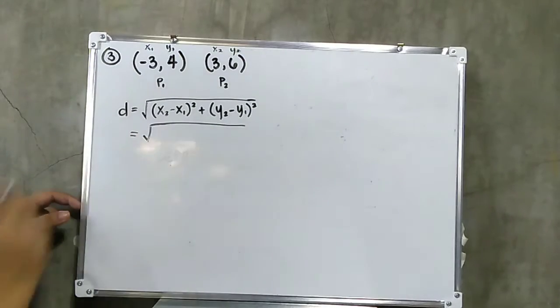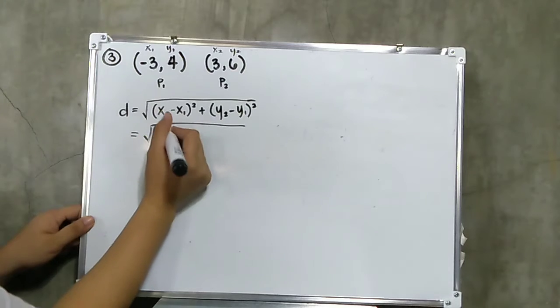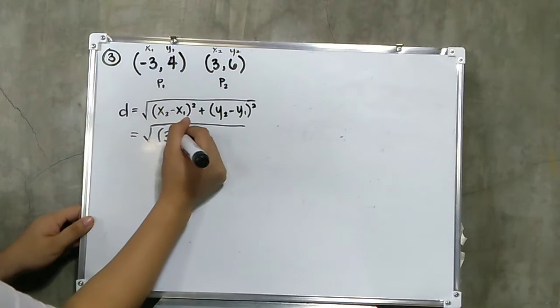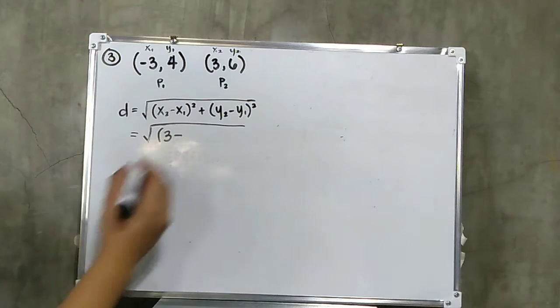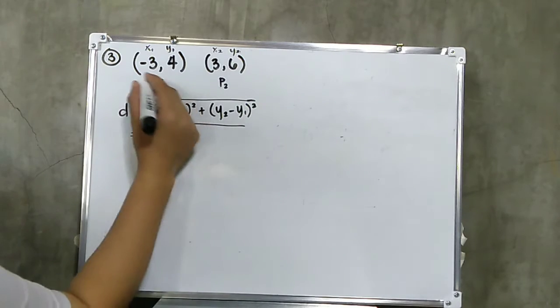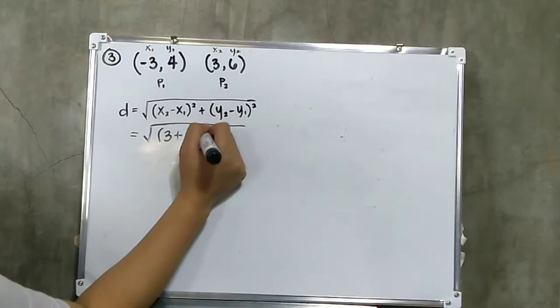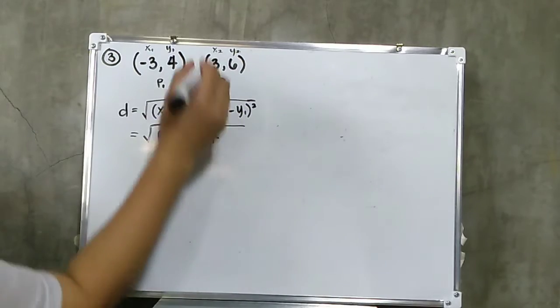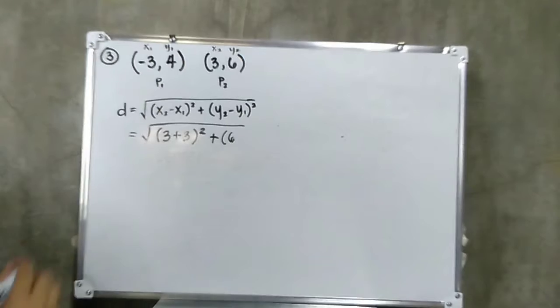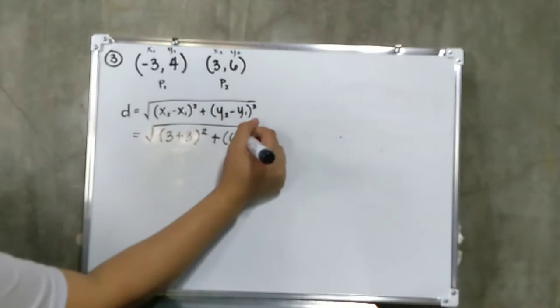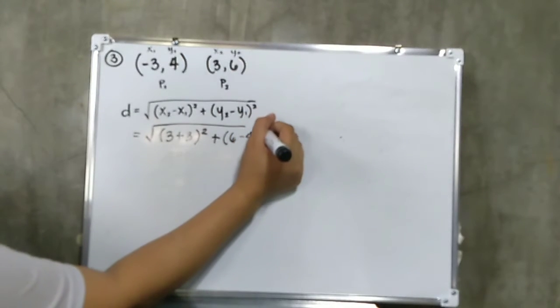We have x sub 2 is 3 minus x sub 1 is negative 3. So negative times negative is equal to positive. So it will become 3 plus 3 squared. Plus y sub 2, we have 6 minus y sub 1, we have 4. Then squared.